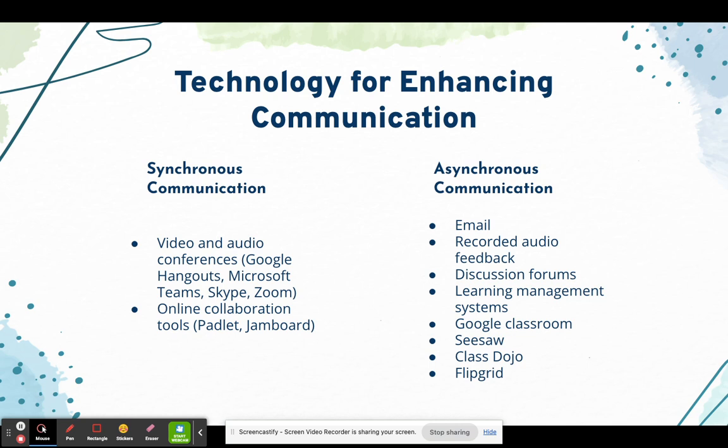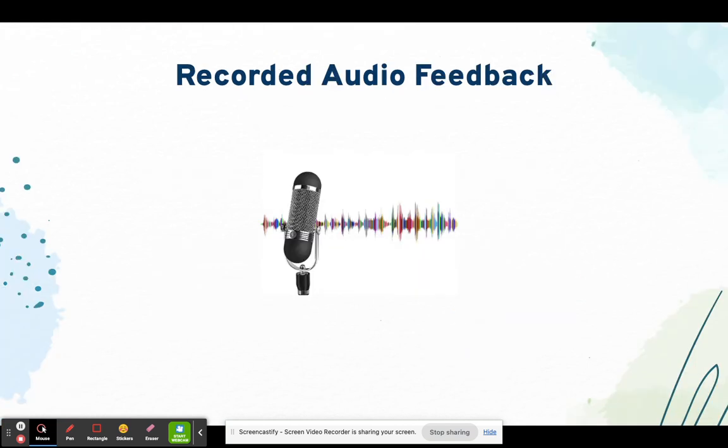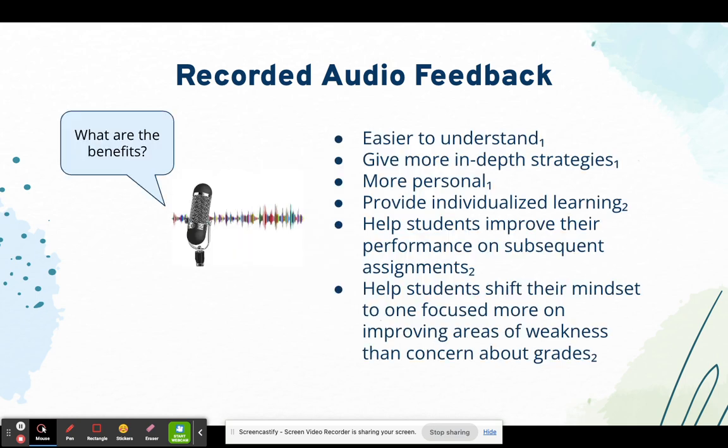So technology for enhancing communication can be in the form of synchronous communication or asynchronous communication. And as you see on the screen, there are many different ways we have asynchronous communication with our students. You may use some or all of those, as well as additional ones that are not listed. And we have synchronous forms of communication, such as video and audio conferencing or online collaboration tools. For the purpose of this module, we are going to discuss one particular form of asynchronous communication, which is recorded audio feedback.